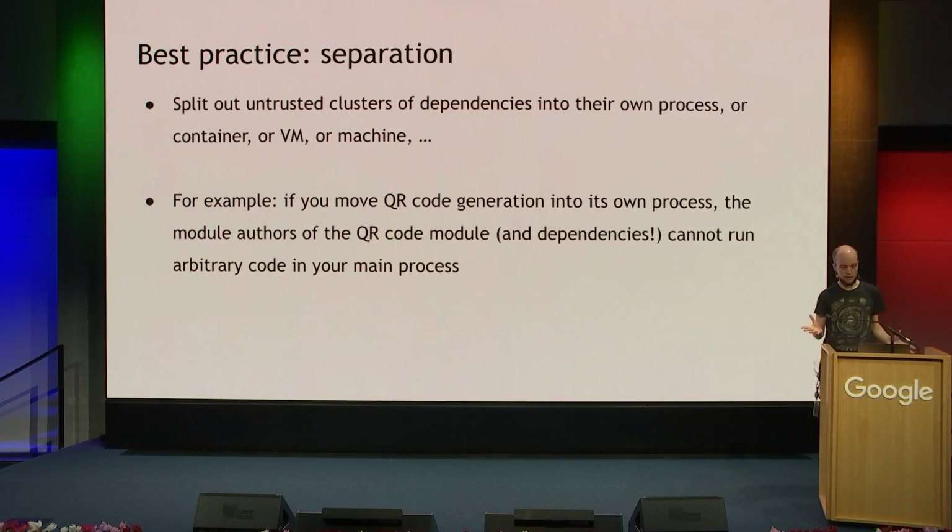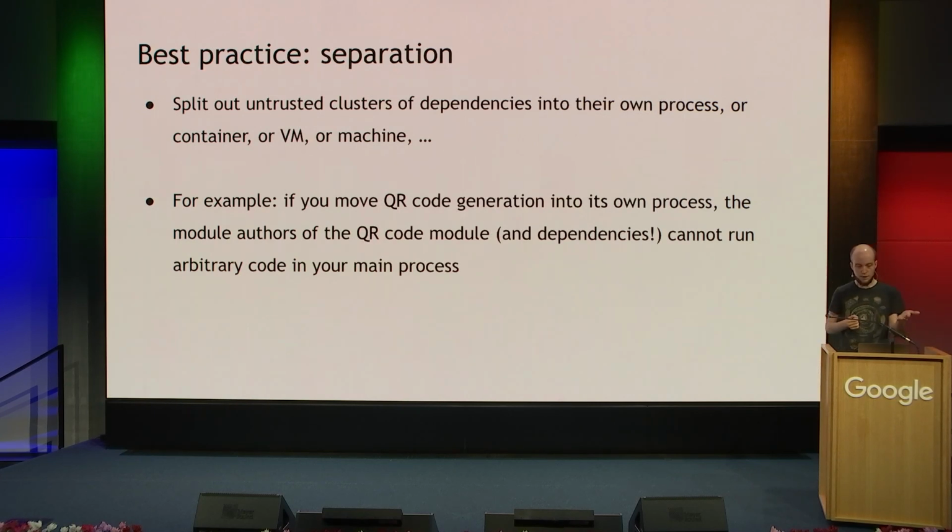All right, so now we've looked at a couple of infrastructure pieces. Let's talk more broadly. What can you do? We are all aware of the reality: even if we have the best hygiene, sometimes there might be vulnerable code coming into our dependencies. One thing we can do is separation. We could split out untrusted clusters of dependencies into their own process, or into a separate container, or a separate VM, or a machine, data center, continent. You can go as far as you want, right? But think about which parts of your transitive closure you really trust, and which ones you trust less, and then think about whether you can establish a boundary between them.